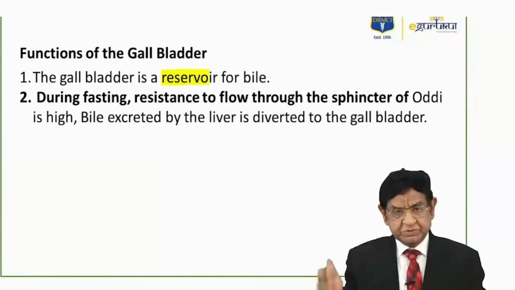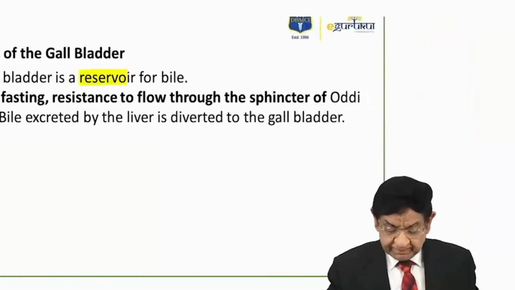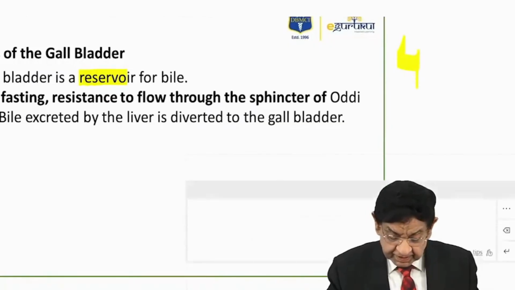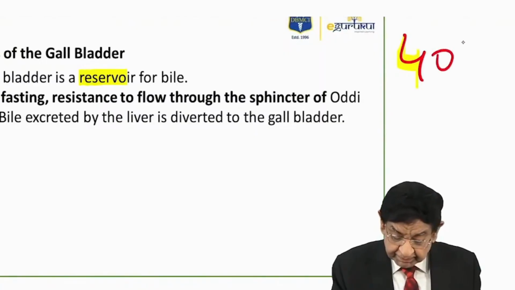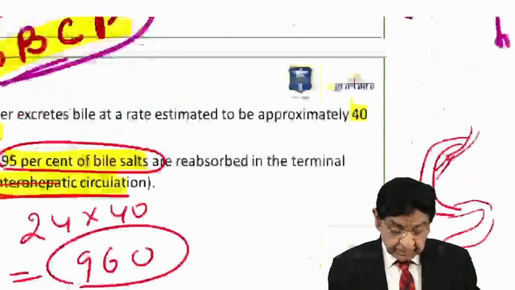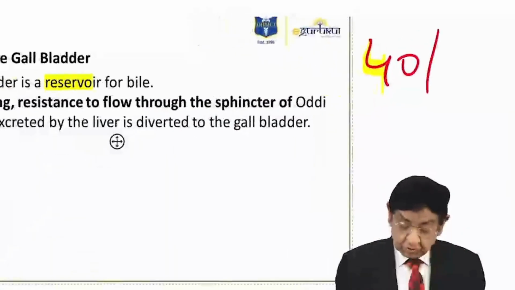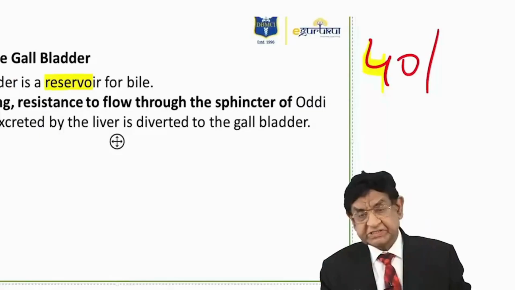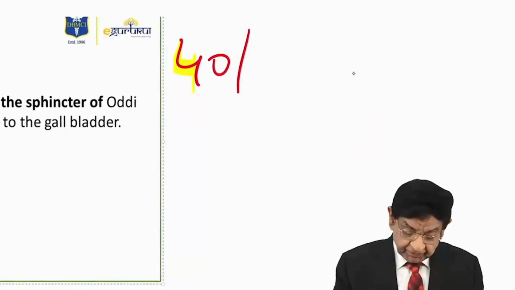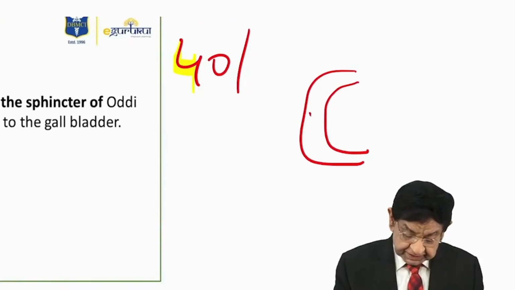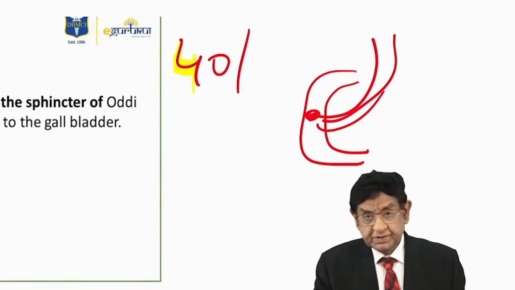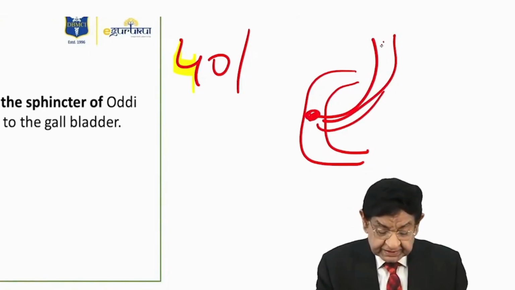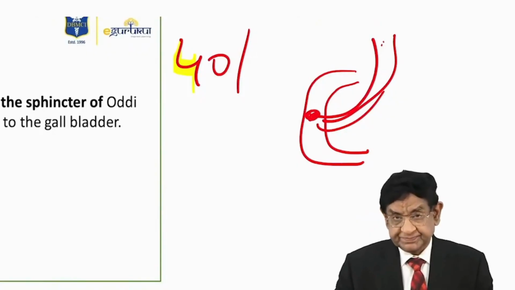Bile is getting produced from the liver at 40 ml per hour. So during the fasting stage, this sphincter of Oddi remains closed. It remains closed. So that's why this bile cannot come to the intestine.